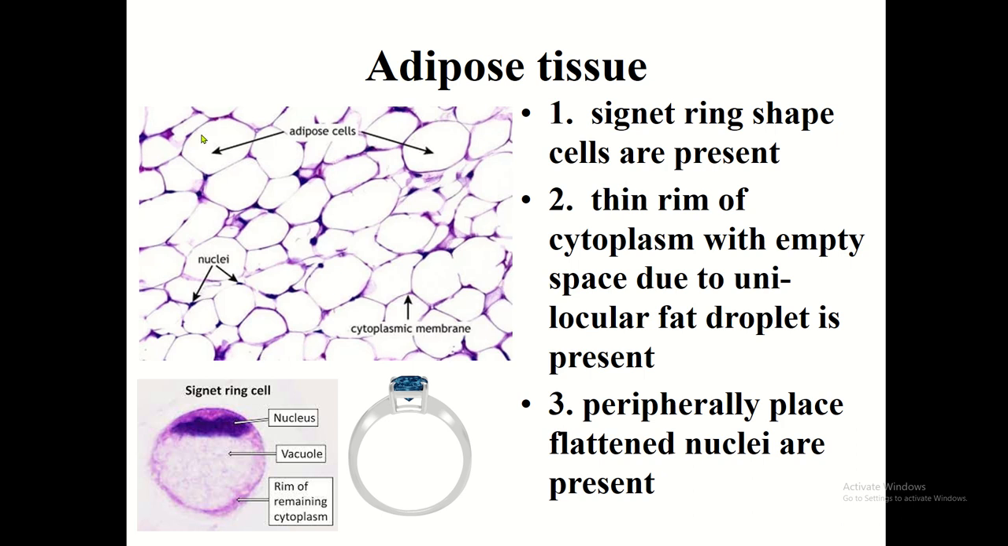Adipose tissue. Adipose tissue contains signet ring-shaped cells. Due to the accumulation of a single fat droplet, the cytoplasm and nucleus are pushed to the periphery. So this is the stone of the ring, and this peripheral portion is the cytoplasm. So this is the nucleus, this is the cytoplasm, this is the fat droplet, and these typical signet ring-shaped cells are present in adipose tissue.